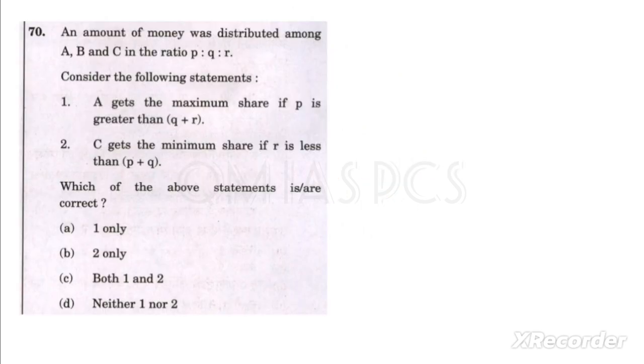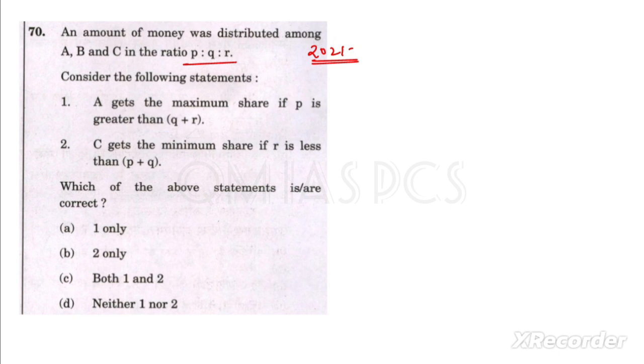See, this question is from UPSC 2021. Okay, which type of question is this one? An amount of money was distributed among A, B and C in the ratio of P:Q:R. Amount is distributed. Okay, ratio is P:Q:R. Now A gets the maximum share if P is greater than Q plus R. C gets the minimum share if R is less than P plus Q.